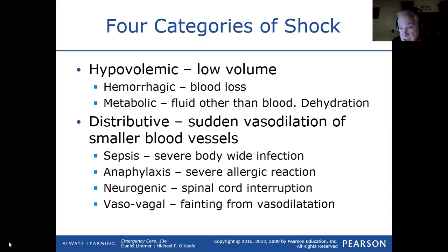Okay, so any questions on the distributive? And I see some people ask questions on the chat. So, okay. So the first one says, seeing the word smaller blood vessel means the larger ones don't dilate?